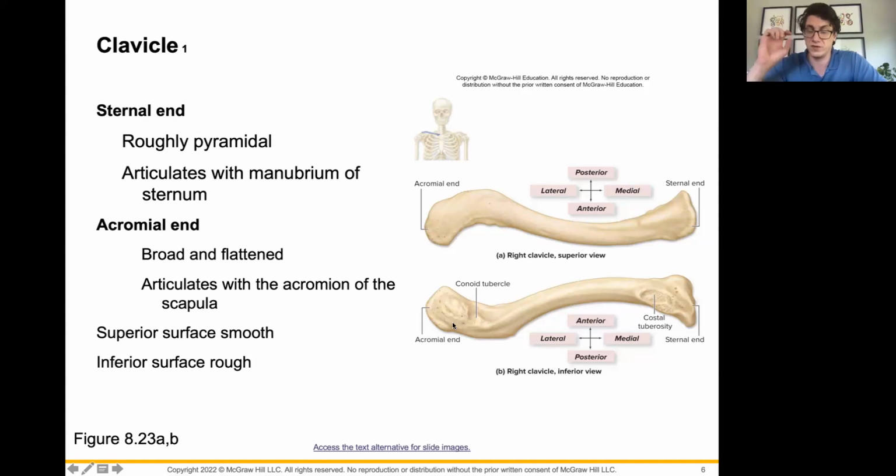If you flip it over and look at the inferior side, so the bottom of the clavicle, you'll see that it's got some rough portions down here. So another way to tell top from bottom is just which one is smooth. The upper surface, the superior surface, is going to be smooth, while the inferior surface will be nice and rough. The sternal end is also flattened on the end, so you get this nice big bulging connection right here at the sternum.